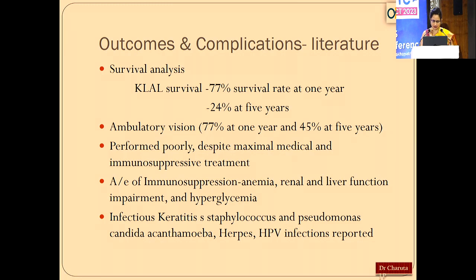Literature analysis says something else. More often than not, they fail, with only a 24% success rate at 5 years. Ambulatory vision is only 45% at 5 years, and they performed poorly. They may lead to worse outcomes. And of course, with immunosuppression, there are side effects and adverse effects.